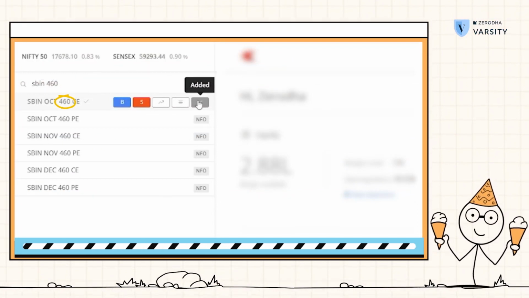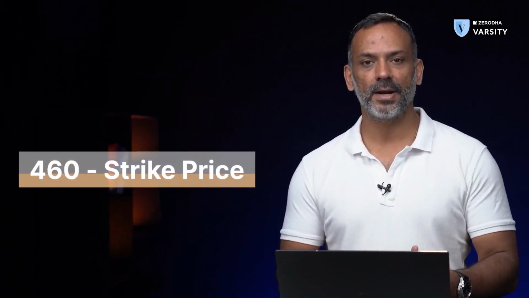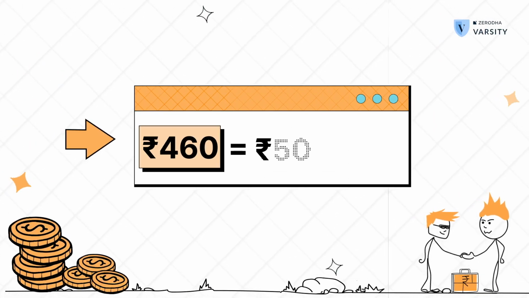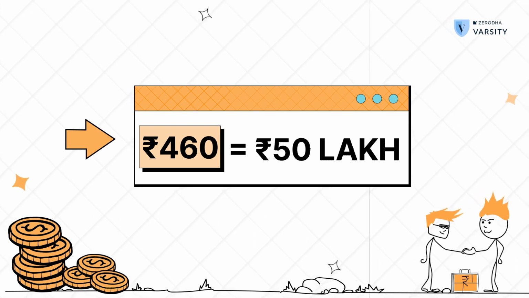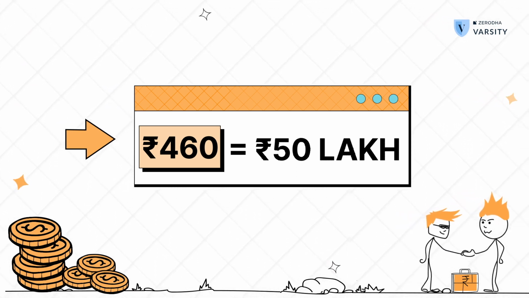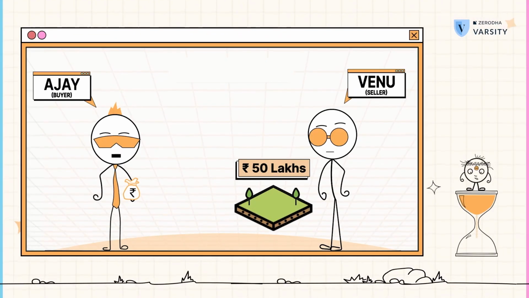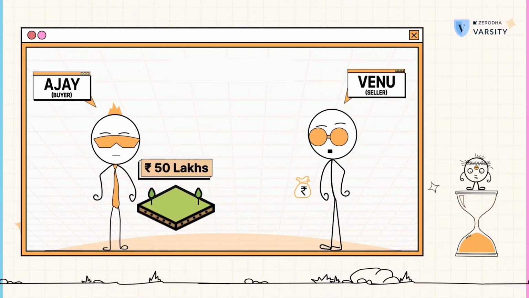Now, what do you think 460 represents here? 460 here represents something called the strike price. This is the price at which the deal will happen on the last Thursday of the month. Can you recollect what was the strike price in the land example? If you do, the strike price there was 50 lakh. Remember, the deal was structured around 50 lakh rupees, and whatever is the outcome 6 months down the lane, the deal would happen at a prefixed price which was fixed 6 months earlier, which was 50 lakh.